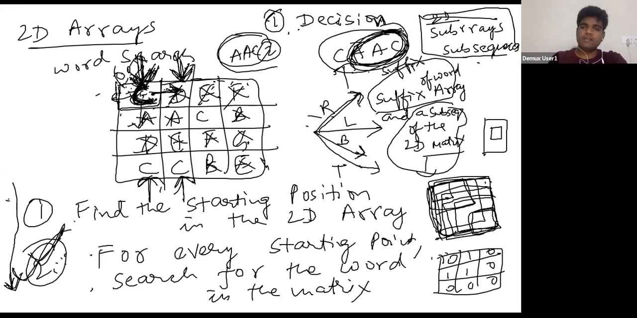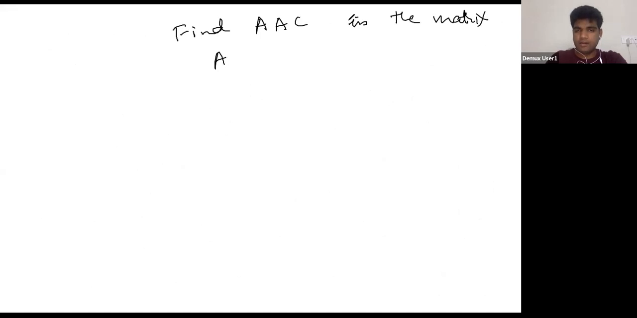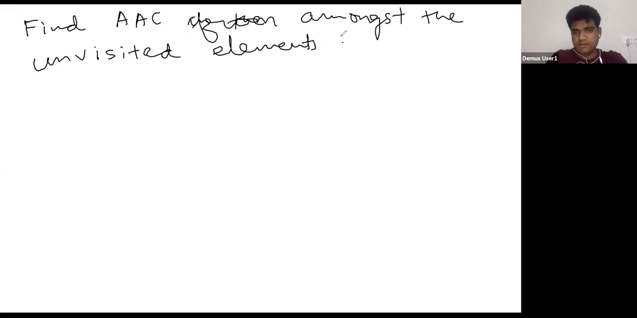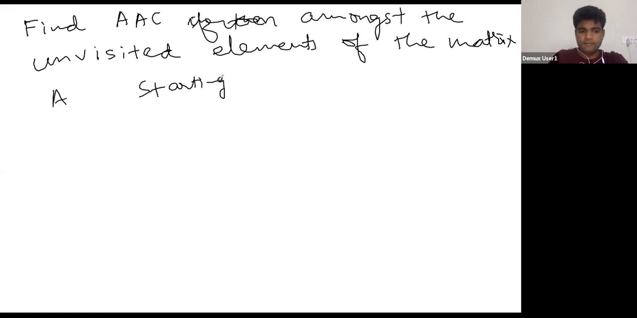Correct? So what is the sub-problem then? The sub-problem reduces to find AAC in the matrix A. Or let's put it this way, just think about the sub-problem in English. It is: find AAC from amongst the unvisited elements of the matrix A, starting from 0, 1. Right? Isn't this the sub problem that we reduced to in English?